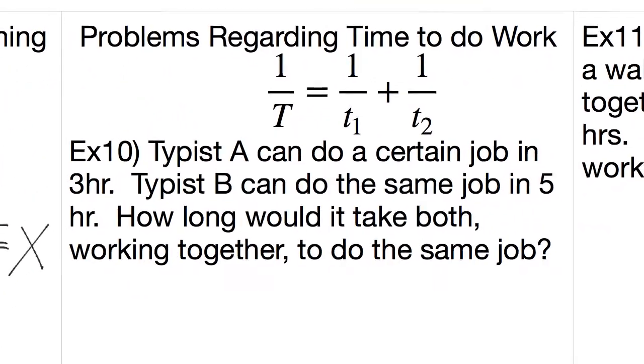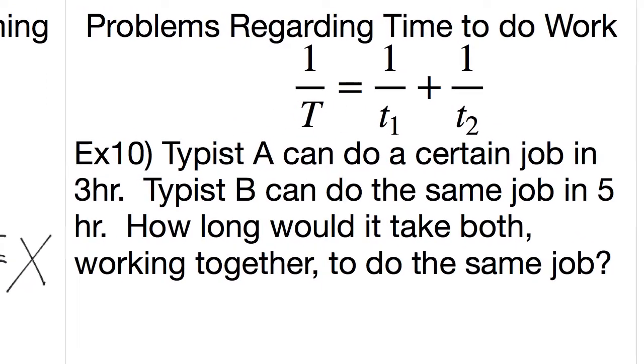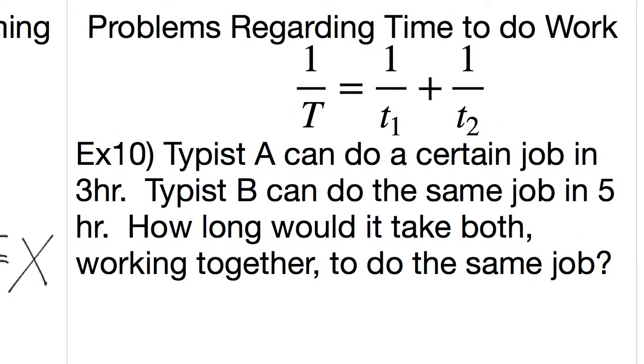Problems regarding time to do work. So here's the same kind of formula that we saw at the very beginning. Before it was with R's, and that was to represent resistances in electrical work, the resistance of a resistor. If you had two resistors that were kind of working together, how much would the total resistance be? Well, it's the same structure here.